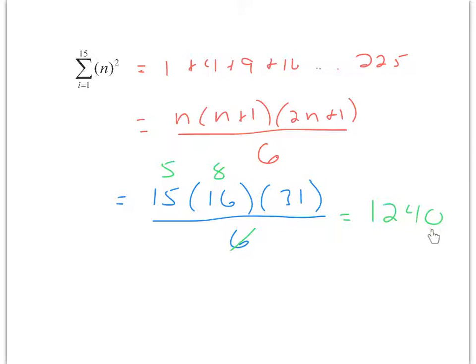Okay, you should have gotten 1240. What I did is I replaced n with 15. So I had 15 times 15 plus 1 times 2 times 15 plus 1, all divided by 6. I then canceled a 3 out of both the 6 and the 15 to get 5, and I canceled the 2 that was left over with the 16 to get 8, and so I had 1 down at the bottom. So then I quite simply did 5 times 8 times 31, which is equal to 1240. How did you do?